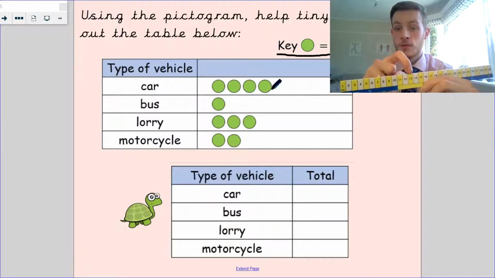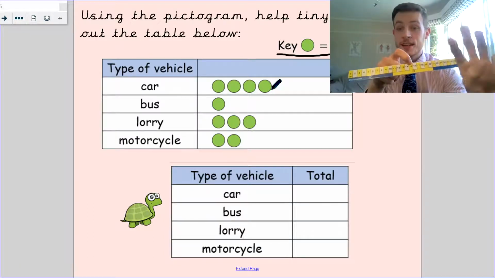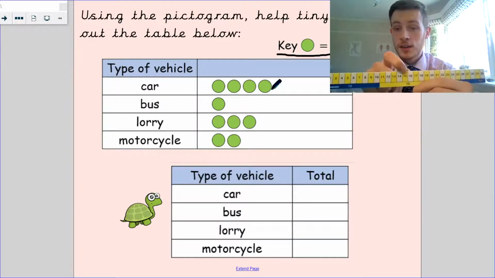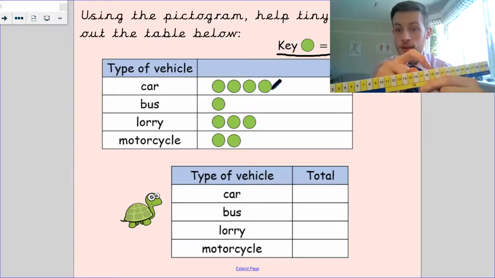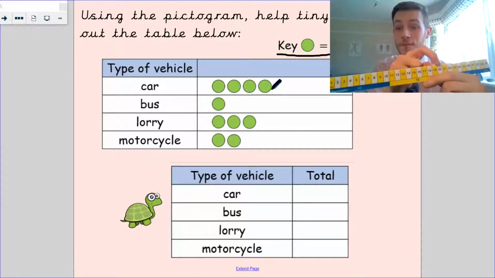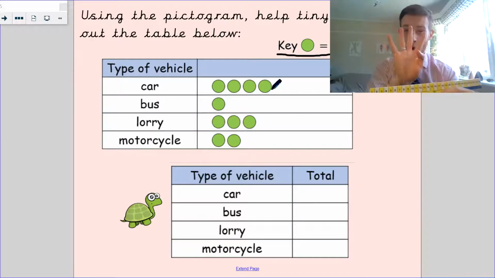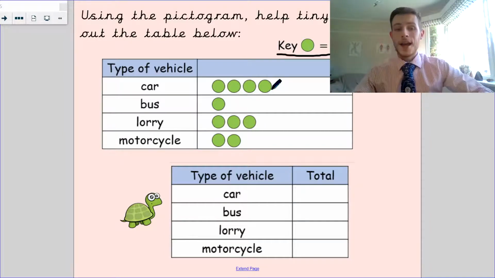I now need to count another 5. 1, 2, 3, 4, 5. I'm now on 15. That is 3 dots. I'm then going to count another 5. 1, 2, 3, 4, 5. I'm now on 20. That's 4 lots of 5. So my answer is 20. So I write 20 down in the car section.